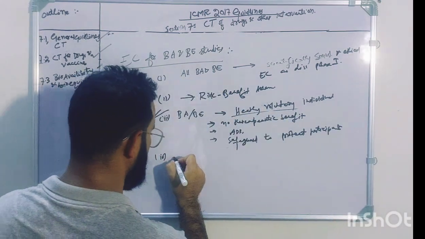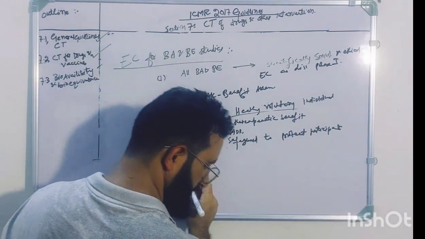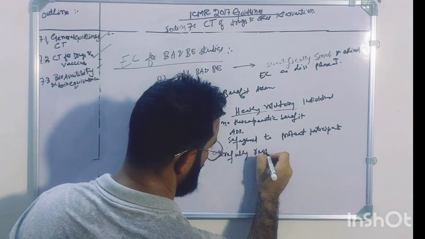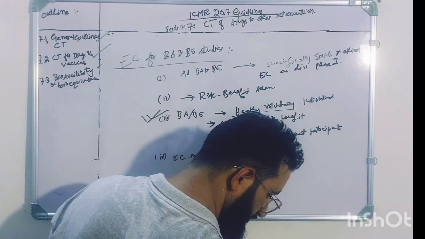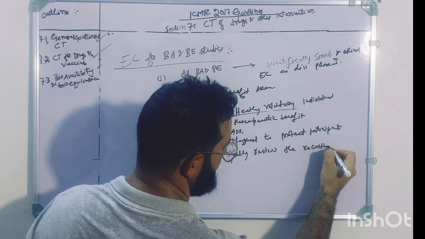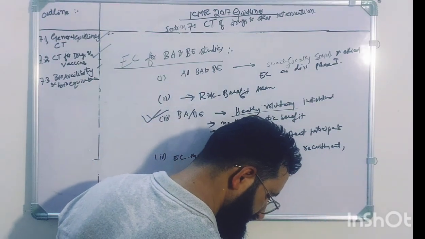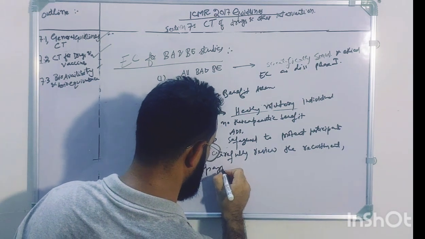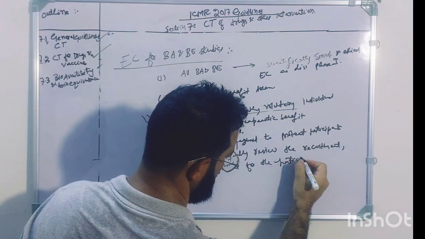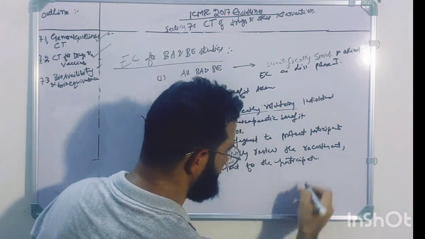And the fourth guideline is that the ethical committee must carefully review the recruitment method, payment for the participants, and consent procedure.